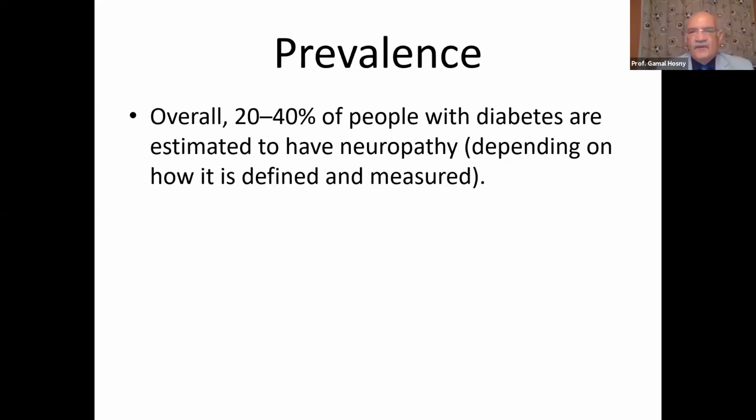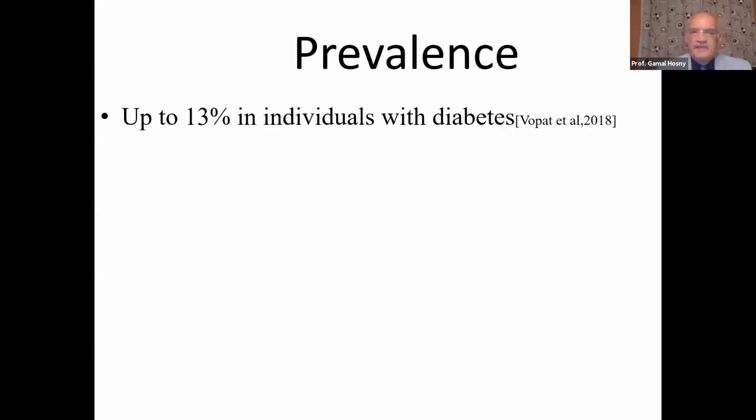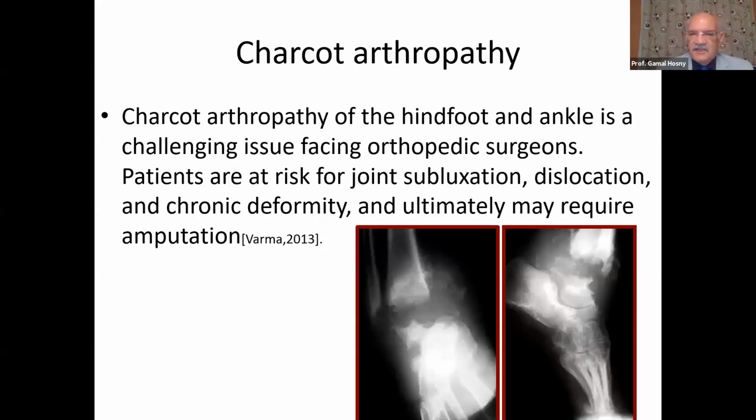Prevalence. 20 to 40% of people with diabetes are estimated to have neuropathy. طبعا كل العيانين بتوع الشاركوت تقريبا نتيجه ان عندهم peripheral neuropathy في الدايابيتس. Up to 13% with diabetes. ده شكل الشاركوت ارثروباثي اللي بنتكلم عليه زي ما انت شايف هنا. ده شاركوت ارثروباثي of the hind foot and ankle. This is the worst results عادة في الهايند foot and ankle. It's a challenging issue facing orthopedic surgeons.